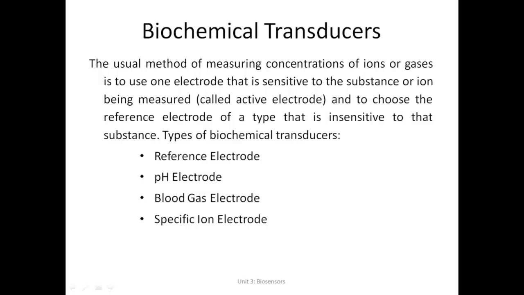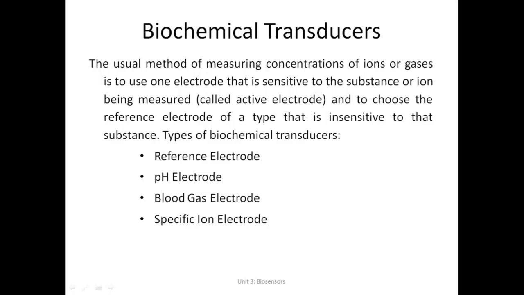So the usual method of measuring the concentration of ions or gases in any substance or any fluid is to use one electrode that is sensitive to the substance or ion being measured, and choose a second one, which is insensitive towards that substance. The insensitive one is the reference electrode, and the one which is sensitive towards the substance being measured is called the active electrode.